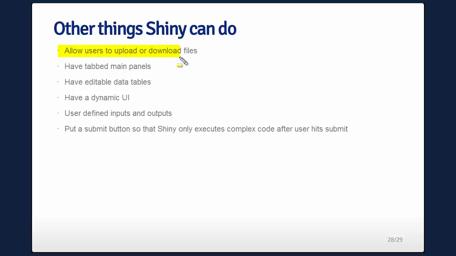Some other things you can do: you can upload or download files from Shiny. You can have tabbed main panels. This is all within the standard UI.R function for tab main panels. You can have editable data tables. That's neat. You can have dynamic user interfaces, so based on values that you input, it can then show you new controls. You can have user-defined inputs and outputs, which is sort of like programming more Shiny functionality. And then you can put a submit button so that Shiny only executes code after the user hits submit, even for the first time. That's covered in the tutorial on Shiny 2 as well.